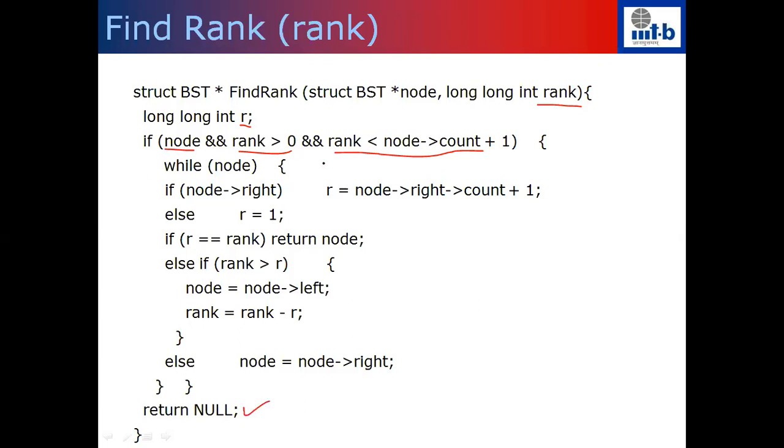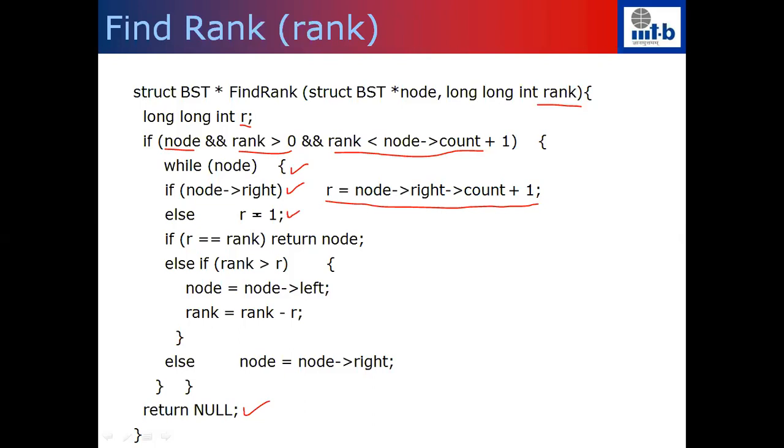So you should have a valid pointer. The rank of the number that I'm looking for should be between 0 and the number of nodes in the subtree. As long as this is true, then if the right child is not null, I check how many nodes there are on the right side. The number of numbers on the right hand side is node right count plus 1. This plus 1 is including the node that I'm presently in, right? And if the right child is null, then my R value is 1.